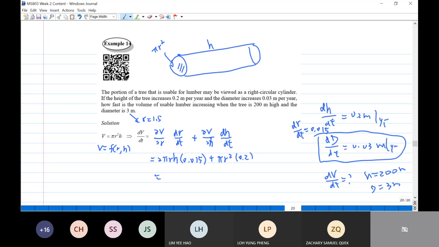So the first term is 9 pi first. Nice number. Second term is 3. R is 1.5 here, you square it, times pi, then times 0.2. 9 over 20 pi. So altogether it plus 9 pi here.